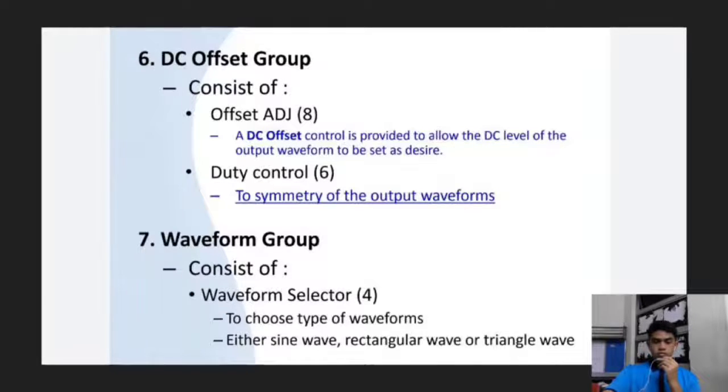The seventh one, another waveform group, consists of a waveform selector. It is the same as the fifth one, but works in a different way. It is the same type of choosing a waveform, either sine wave, rectangular wave, or triangle wave.